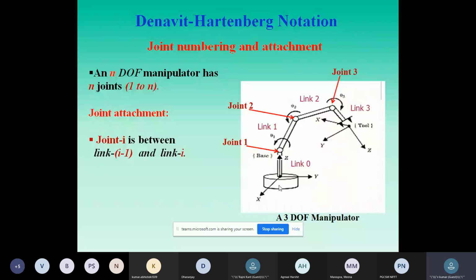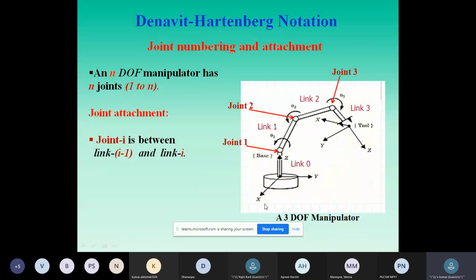So how many joints are there? N, since it is NDOF. If the degree of freedom is N, it means the number of joints is N. A manipulator is defined by its number of joints. Number of joints is N and degree of freedom is N. Here in the figure there are how many joints? Joint 1, joint 2, joint 3. And this manipulator is 3DOF. From the base we start joint numbering. First joint is called joint 1, then joint 2, then joint 3.